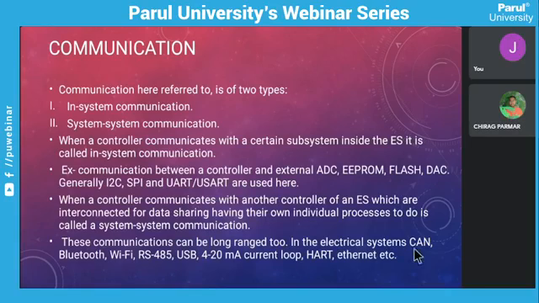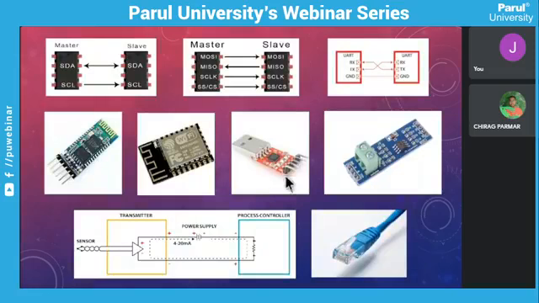In the electrical systems, CAN, Bluetooth, Wi-Fi, RS485, USB, a 4 to 20 milliampere current loop, HART, and Ethernet are the examples of such type of communications. Okay, so we'll look at some examples of it.